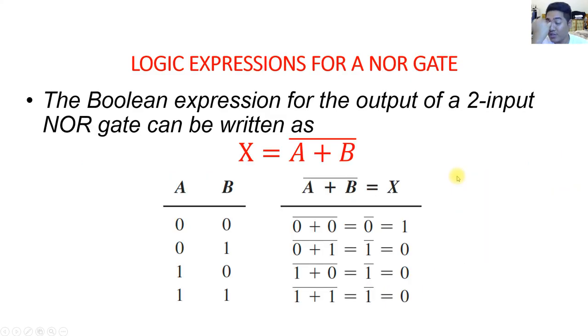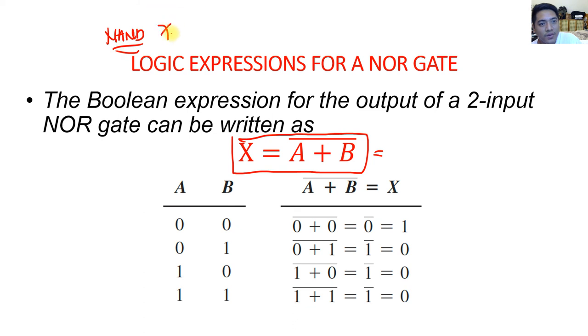So the logic expression for a NOR gate is given as follows. We can see the Boolean expression for the output X will be equal to (A plus B) complement. For a NAND gate, we have seen that X will be (A times B) complement. For a NOR gate, it will be (A plus B) complement.